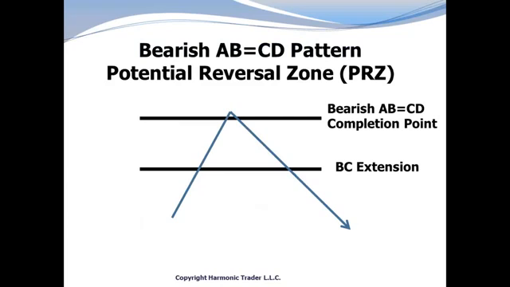Looking at this illustration of the bearish ABCD pattern potential reversal zone, ideally the bearish AB equals CD completion point will be the highest price level in the harmonic resistance. This will be complemented by the BC extension, and they'll typically be determined by the reciprocal ratio at the C point.